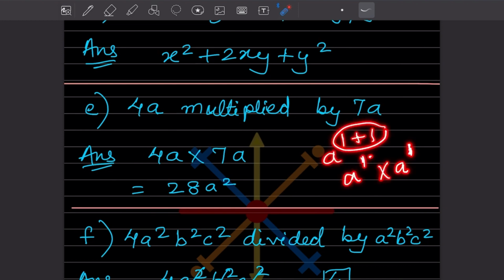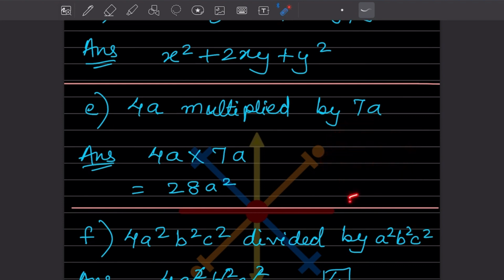There are rules for that. So whenever there is a multiplication, we have to add the powers. Okay, so when we do the exponents, I'll explain to you. Right now, just think whenever there is a and this is a, both have power 1 that you have to add. So that will be 2.